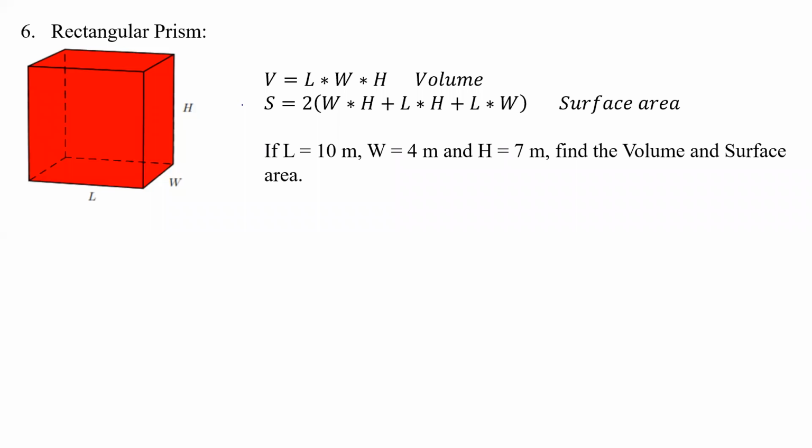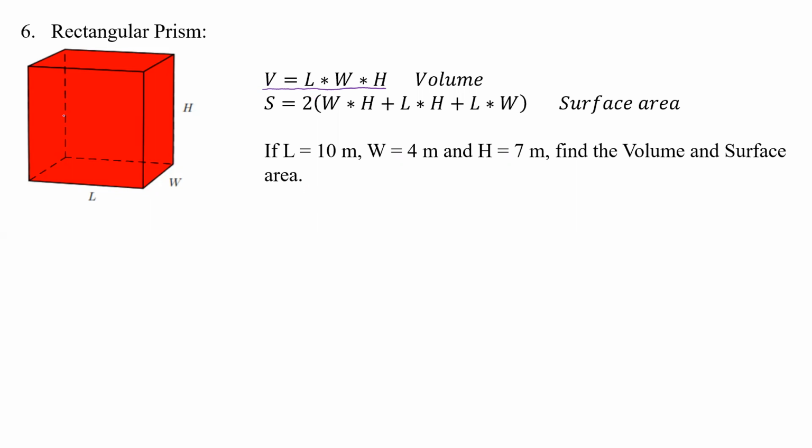Now we have an equation to find volume. The volume is just going to be the length times the width times the height, and that is going to give us the volume of that rectangular prism.